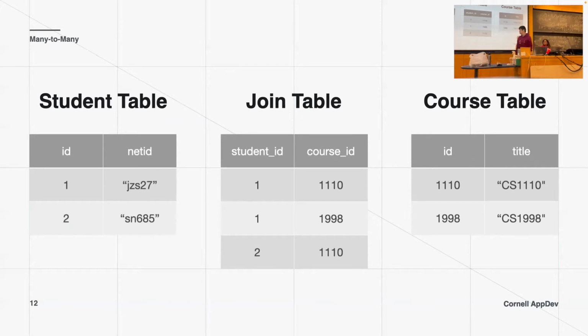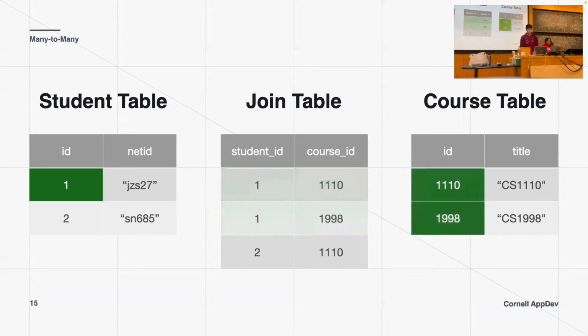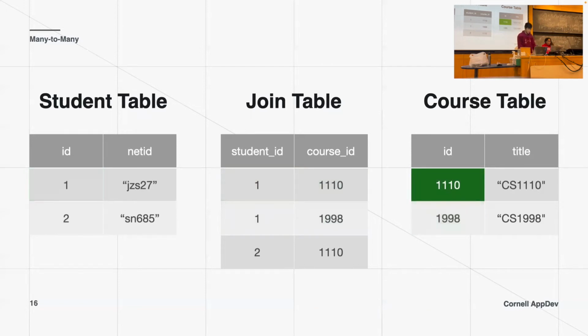So in a situation like this, instead of representing the relationship in lists or storing foreign keys in a list, we have a join table that makes pairs of these values. So if you want to see what courses student with ID 1 is enrolled in, we go to the join table and see that it's 1110 and 1998. And we'll go to the courses table and look at the titles or whatever other details are stored in the course table, right? The reverse is possible as well.